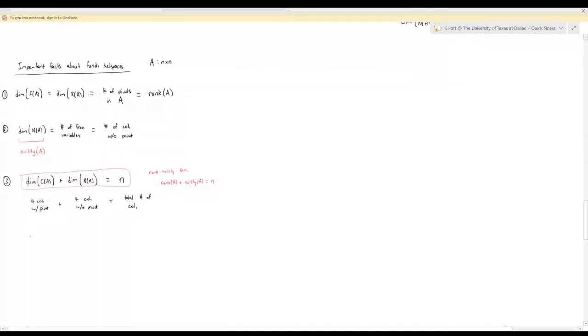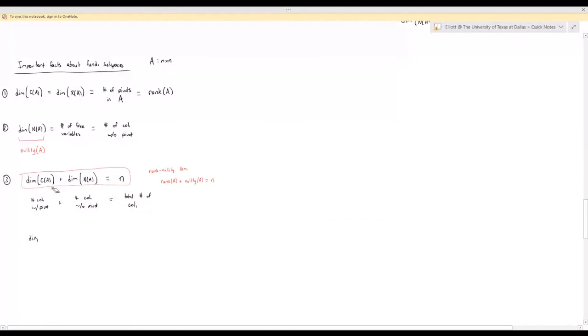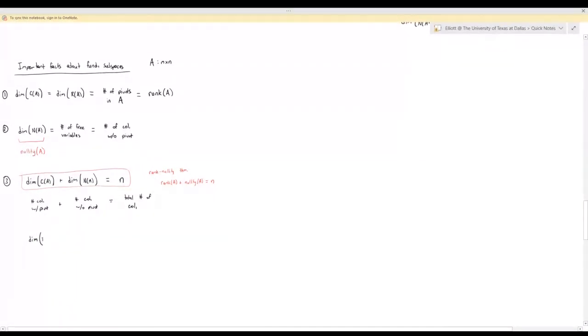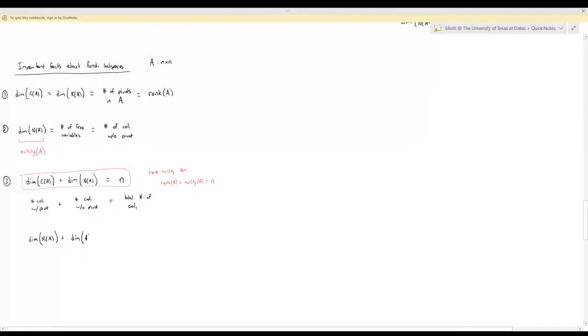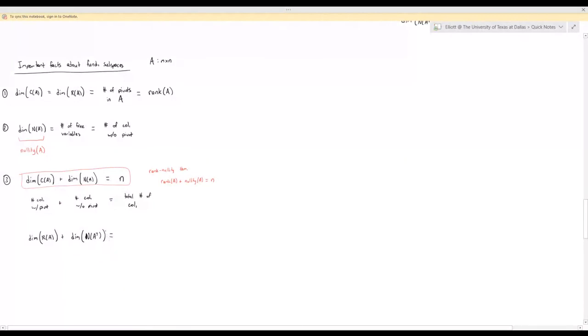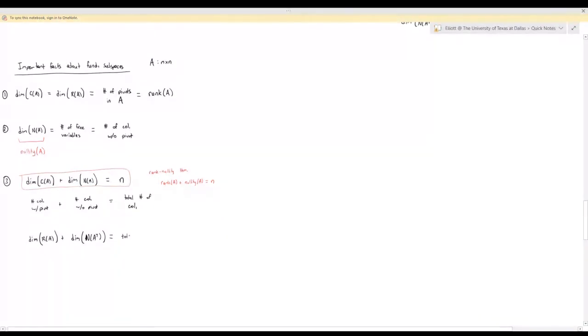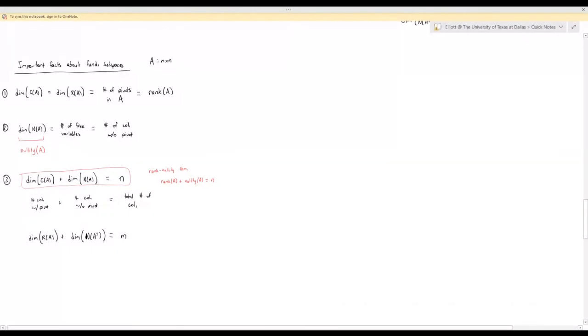There's also a similar equation. If I just replace A with A transpose, then the column space of A transpose would be the row space of A. And then instead of the null space of A, you'd have the left null space of A now. And these would total the number of columns of the transpose, which would be the number of rows of A, which would be m if it were m by n, okay? So we have this fact as well.